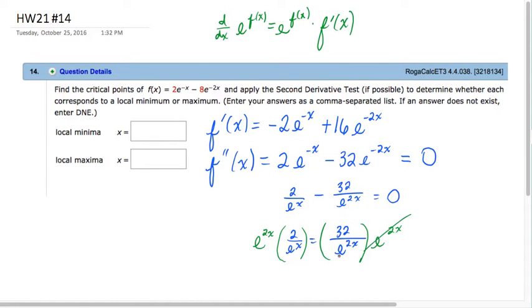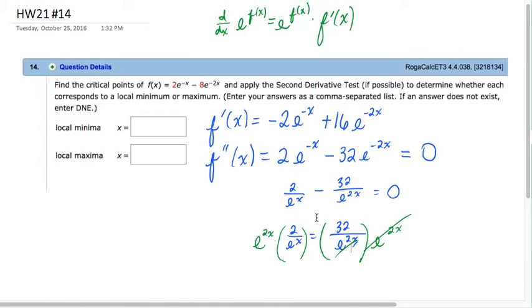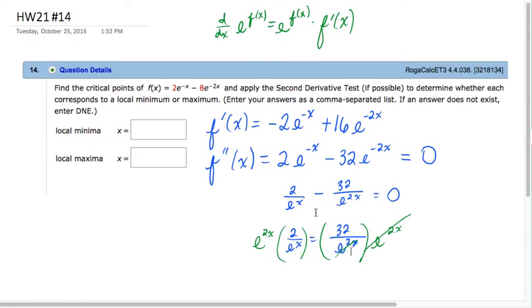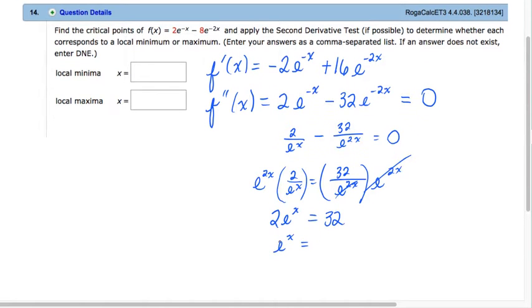So on the right, they just cancel. On the left, e to the 2x divided by e to the x. There's a number of ways you could simplify that, but it simplifies to what? e to the x, yeah. So it's going to simplify on the left to 2 times e to the x. It's like e to the x squared over e to the x. One of the e to the x's cancels. Equals 32. So e to the x is 16.